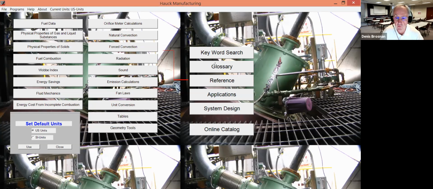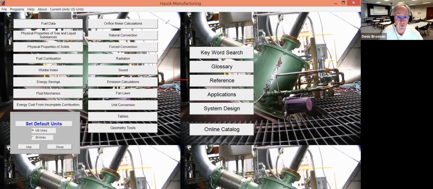So the glossary will define words for you, terms. One of these is reference temperature. That's very important in calculating our energy requirements, and that typically will be ambient air temperatures wherever you are using the utilities.